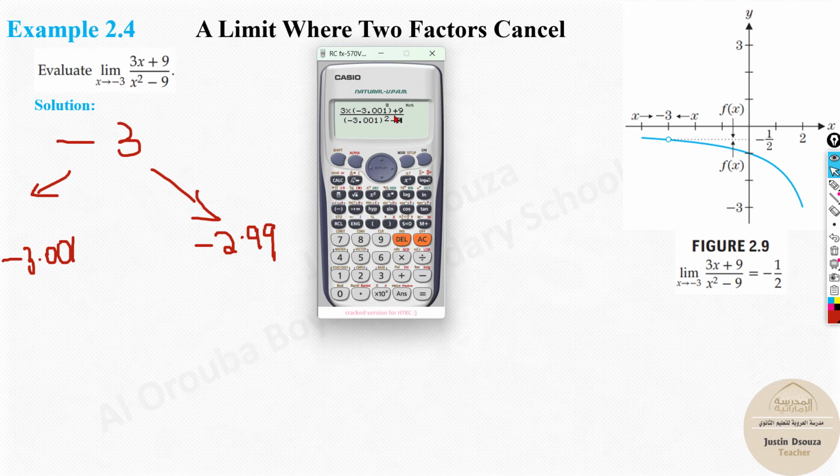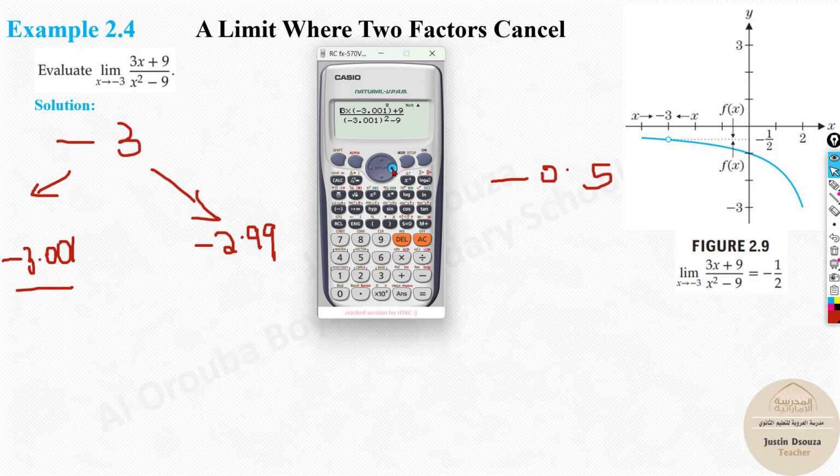Now this is just minus 9 as it is, but the x was negative and it had a square, so I had to use the bracket. So we are getting 3x plus 9, and let me put in the value and see the answer. It is 0.4999. It's almost negative 0.5. Okay, this is at negative 3.001.